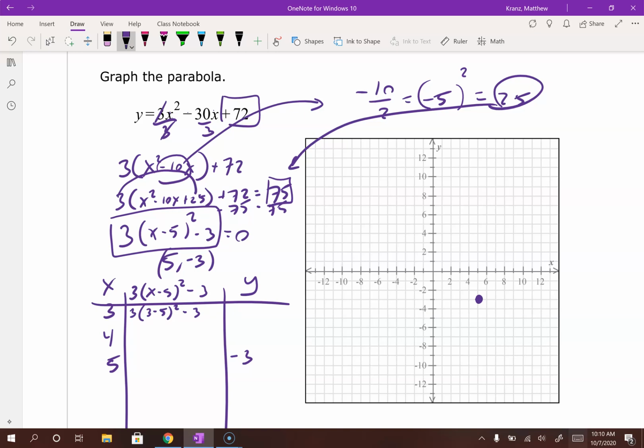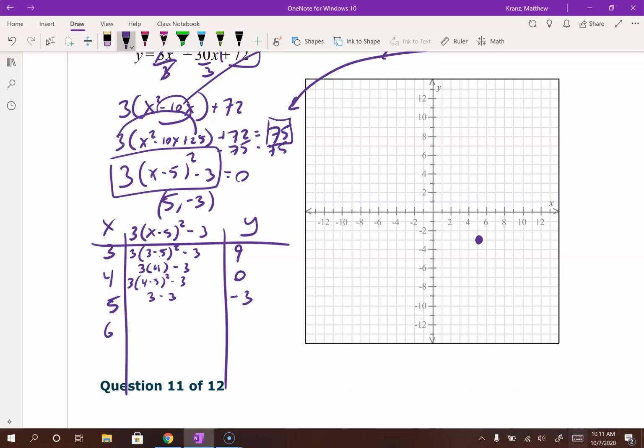And we can put this in a calculator. So negative 2 squared is 4. So 3 times 4 is 12, minus 3 is 9. All right? When I do the 4, 3 times (4 minus 5), which is negative 1 squared, minus 3. So 3 times 1 minus 3 gives me 0. If I do it on the other side, I should get the same answers.